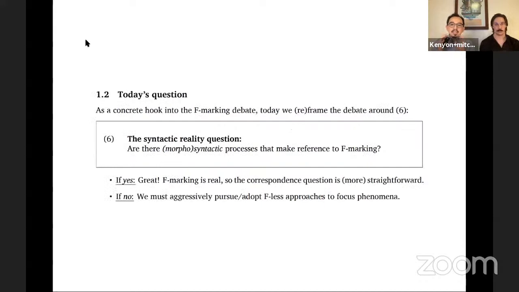So in order to give us an empirical grounding, today we're going to start by reframing the debate around this question in (6), the syntactic reality question. Are there morphosyntactic processes that can make reference to F marking? If there are, then great. Then our work is done, or at least much easier, right? This classic picture from the past 50 years, we can sit comfortably with that. But if we realize there is no syntactic F marking, then we have to really seriously pursue and adopt that F-less approach to focus phenomena.